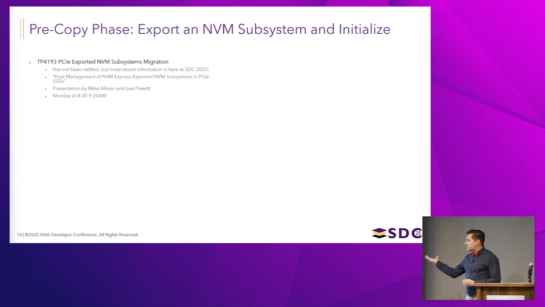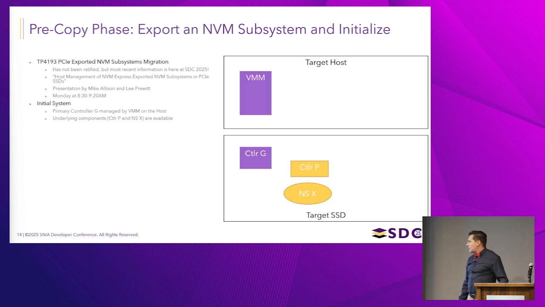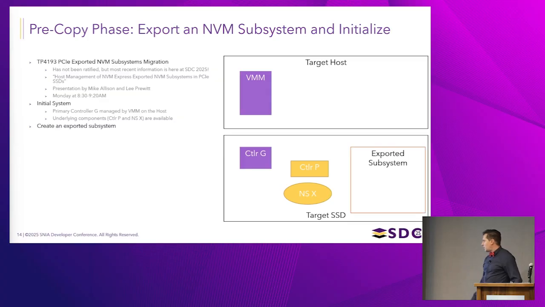We want to now set up some of the controller and use that infrastructure to set up that controller. So again, I have it here, the title of the most recent information from Monday's presentation. Very simply stated, we have an initial system. I'm showing the target host and SSD with a controller G as the parent, and then we have an underlying controller P and namespace X.